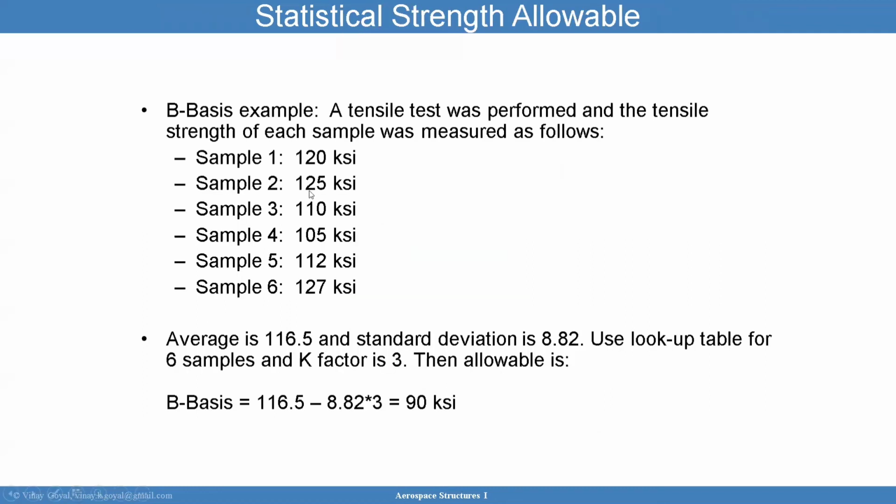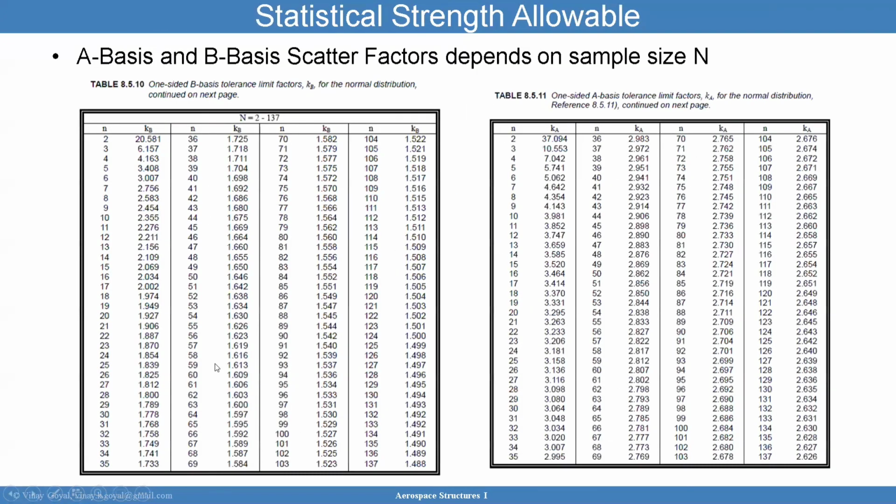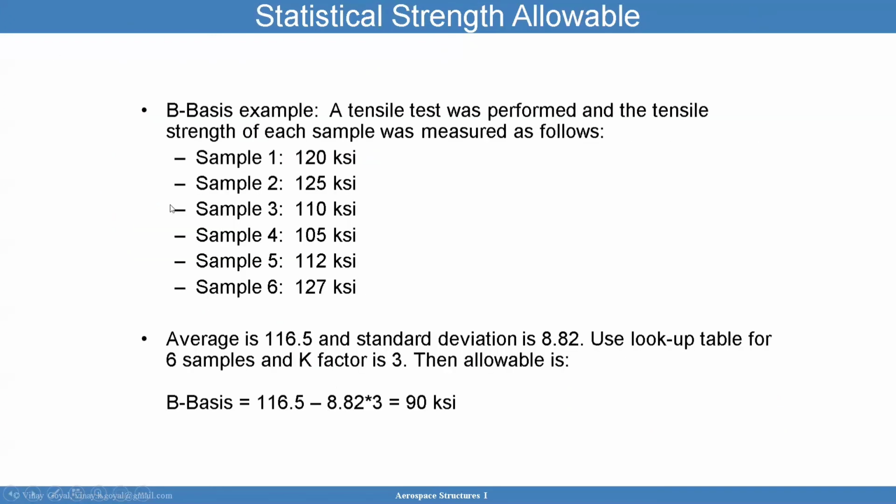So say I have a B basis example. I have a tensile test, which was performed, and I gathered 6 samples. So 120, 125, 110, 105, 112, 127. The average is 116, so you can use Excel for that. The standard deviation is 8.82, and Excel can do that. You can use a lookup table for 6 samples, and so I go here for 6 samples. B basis is what I'm looking at, 3.007. So then I take the K factor of 3, and so the B basis is 116 minus 8.82 times 3, which is 90.